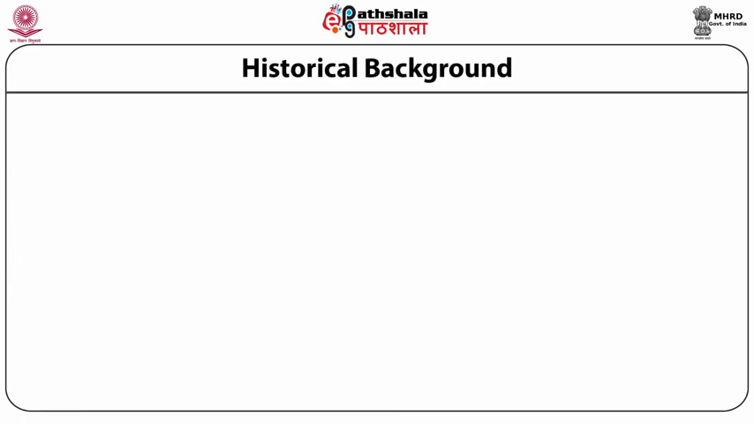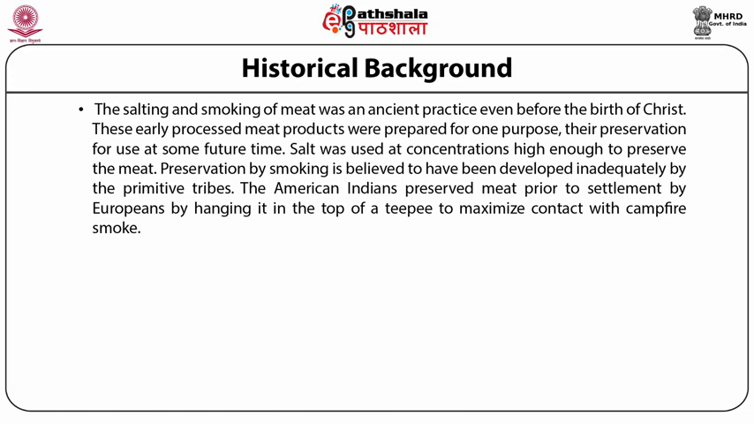Historical background. The salting and smoking of meat was an ancient practice even before the birth of Christ. These early processed meat products were prepared for one purpose, their preservation for use at some further time. Salt was used at concentrations high enough to preserve the meat. Preservation by smoking is believed to have been developed inadequately by the primitive tribes.